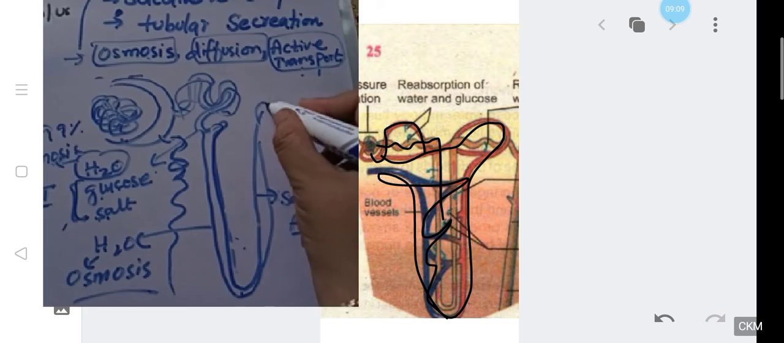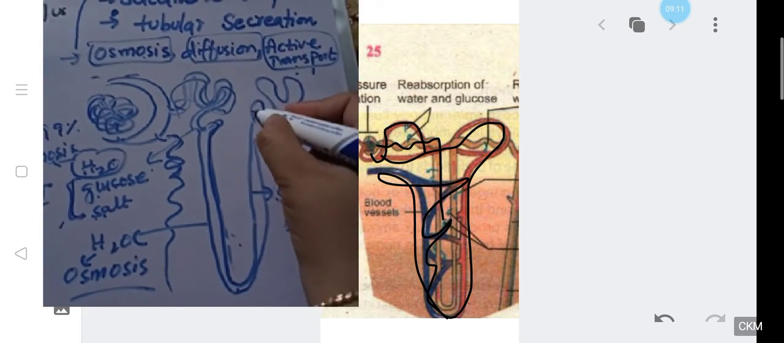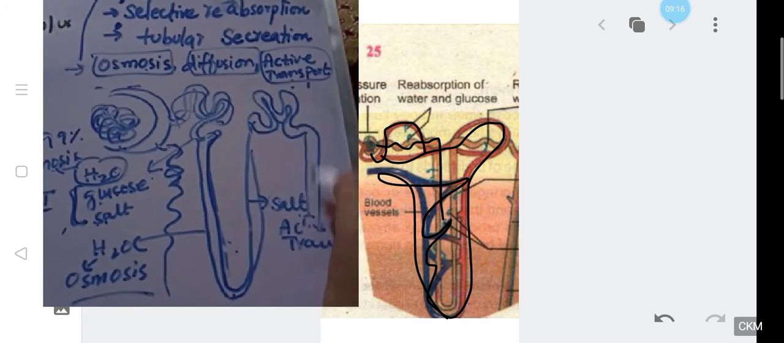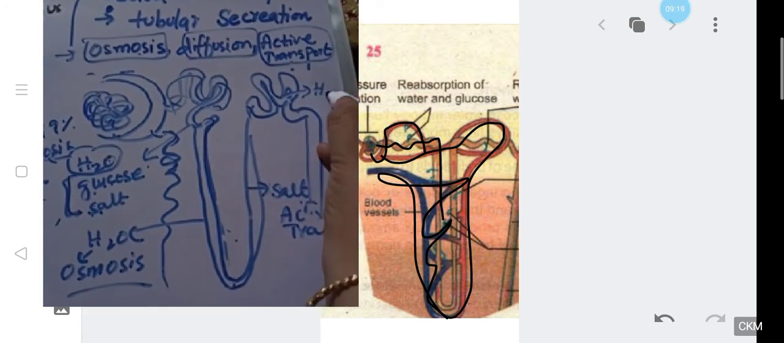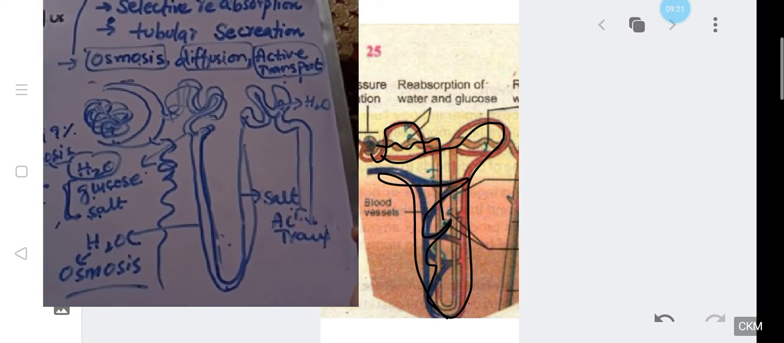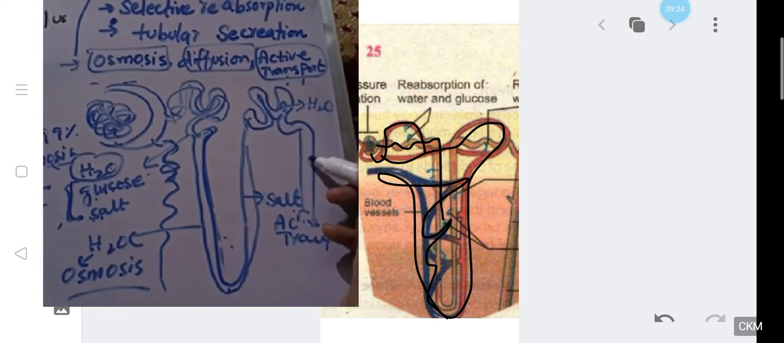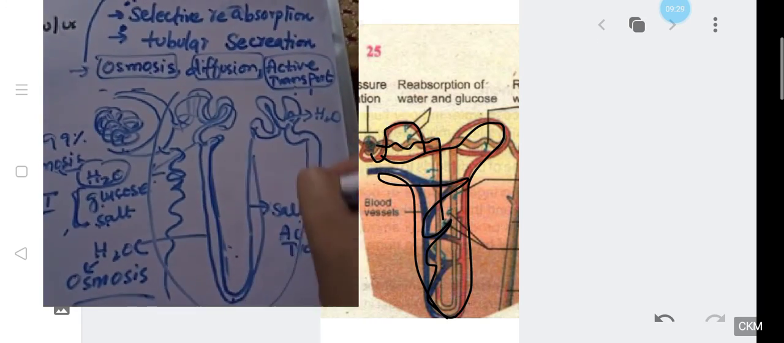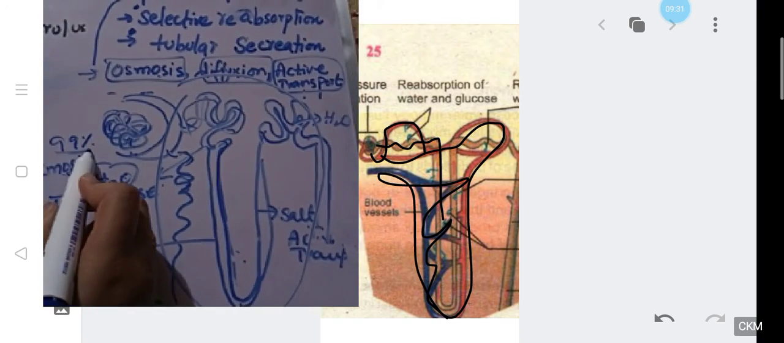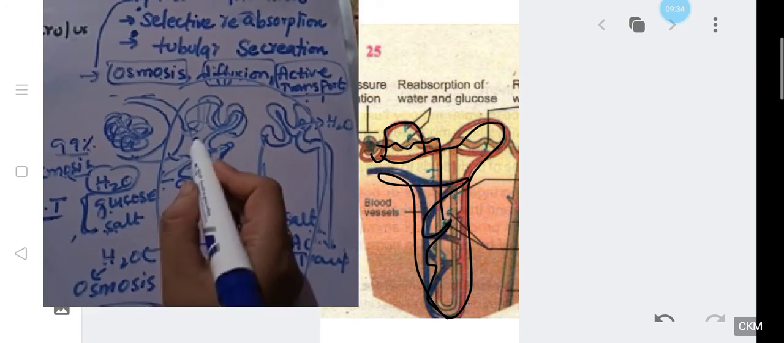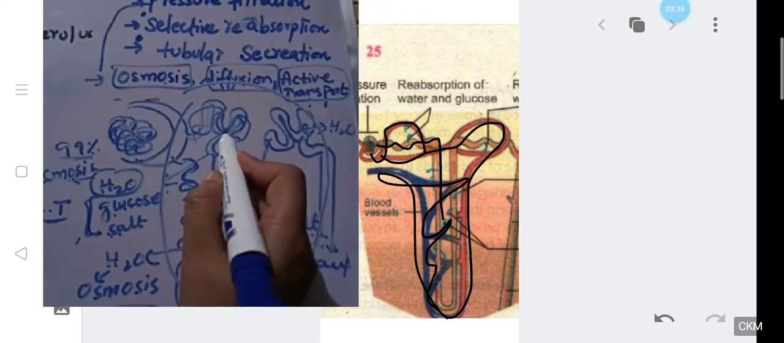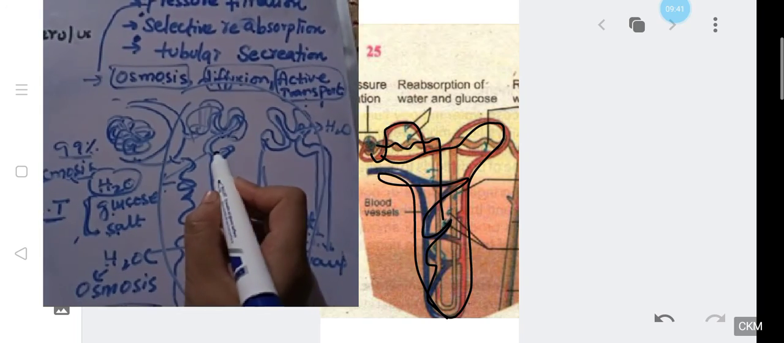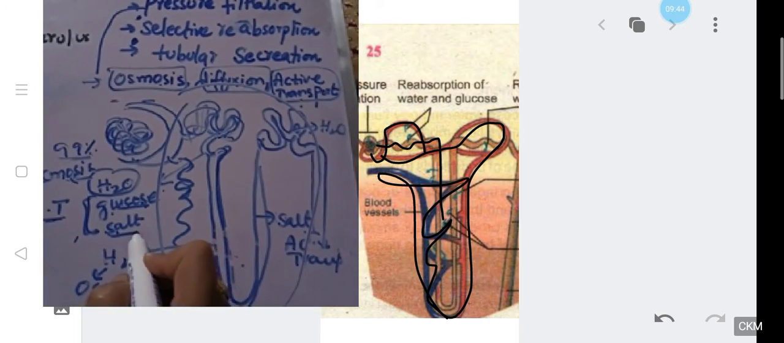Next to the loop of Henle, there is the distal convoluted tubule, where the maximum water is going to reabsorb back by the help of osmosis. And after that, it will become the collecting duct. So students, what we have learned is that in the renal tubule, 99% of the water is going to reabsorb back by the blood vessel. In the proximal convoluted tubule, by the help of osmosis the water is going to reabsorb, and by the help of active transport the glucose and salt are going to reabsorb.